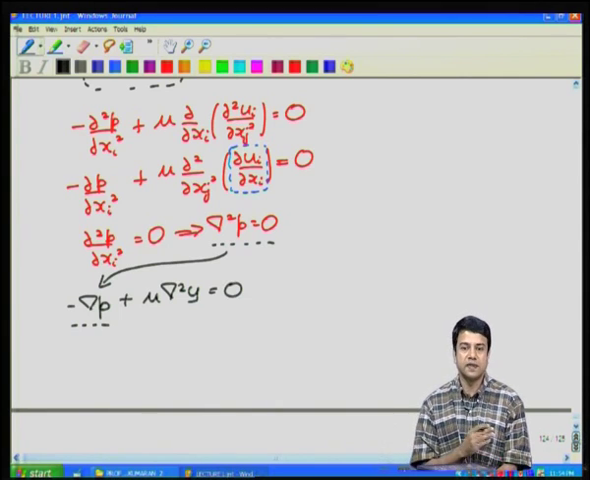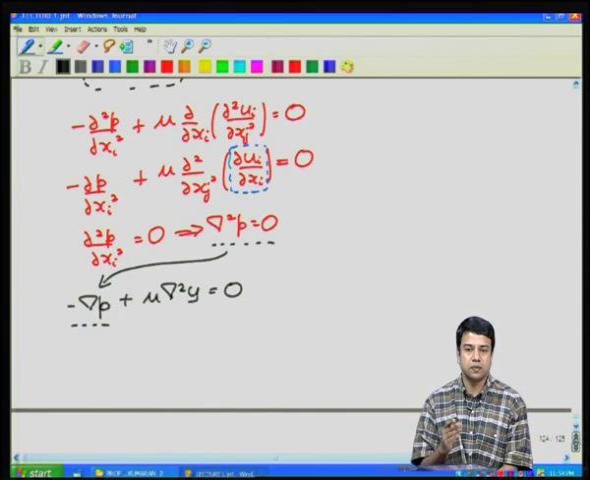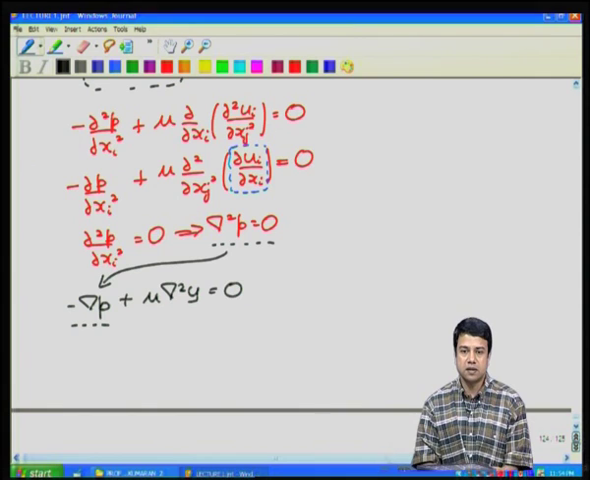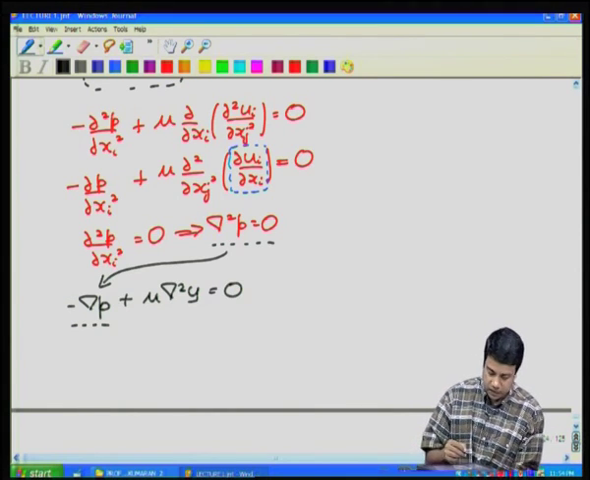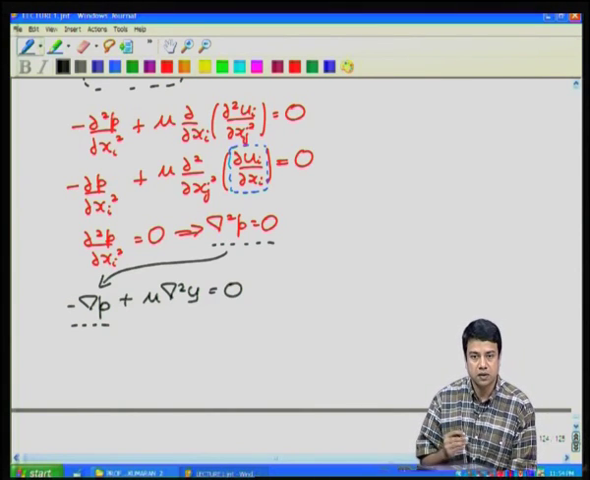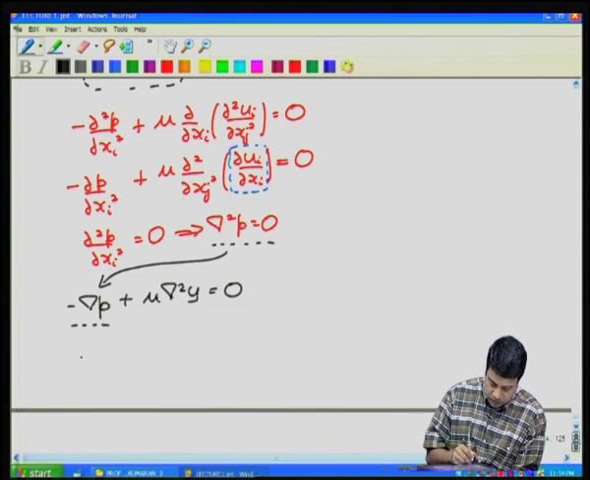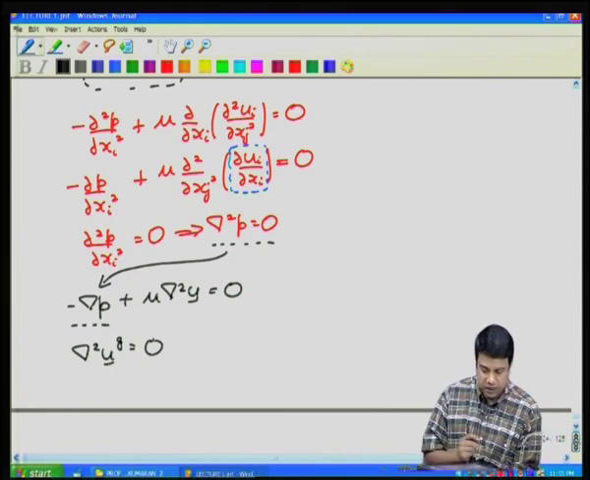And obviously, the solution can be separated out into two parts, the general solution as well as the particular integral. The general solution is the solution of the equation without the inhomogeneous part. The gradient of the pressure here is the inhomogeneous part. So, the general solution is the solution of del square u general is equal to 0.